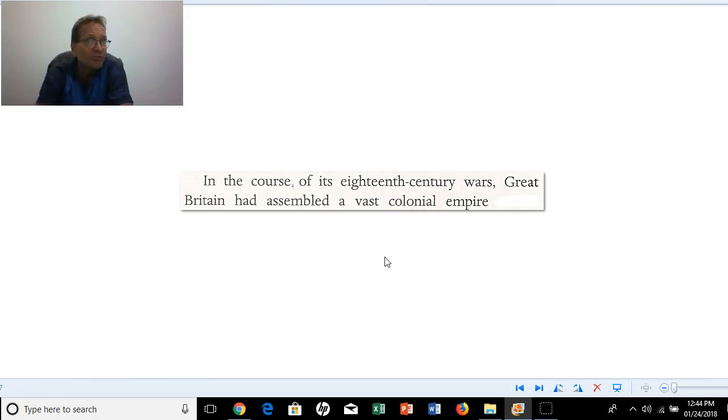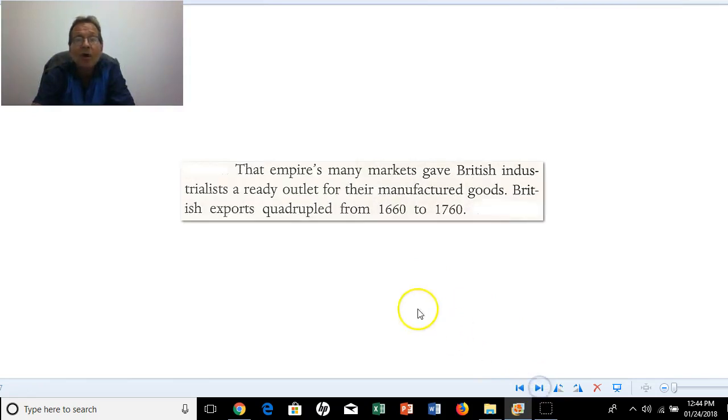And through the course of all of those wars in the 1700s, Britain had assembled a vast colonial empire. And this empire is also going to be the source of both raw materials and markets for the finished goods that are being produced in these new factories. And British exports quadruple in that 100-year period from 1660 through 1760. And they will try to prevent in most of their colonies any sort of industrialization going on, so they will continue to have this market. And that's going to lead to problems, as we'll see in the 20th century, in many of these areas then that will be dissatisfied with this arrangement.